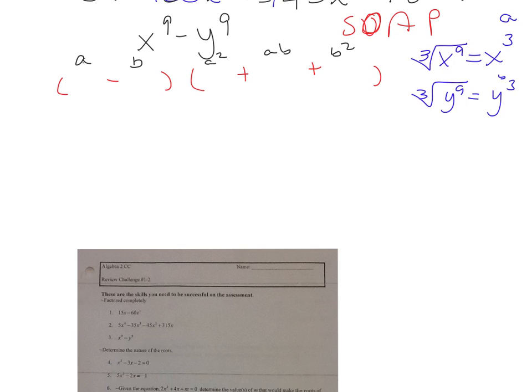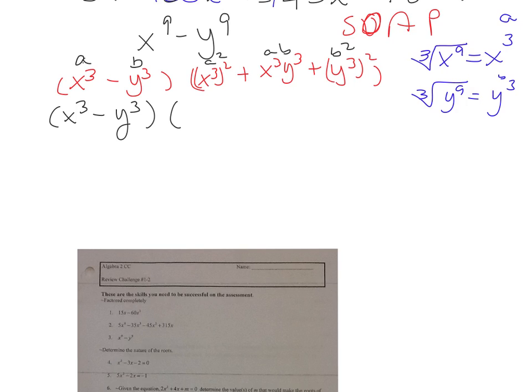Okay, so I have my A, which is x to the third. My B is y to the third. Now my A, which is x to the third, I need to square that. And then A times B, so it's x to the third, y to the third. And then B, which is y to the third, and I have to square that. So I'm just going to clean that up in there. So that's x to the third minus y to the third. This here becomes power to a power, multiply the powers: x to the sixth plus x to the third y to the third plus y to the sixth power.